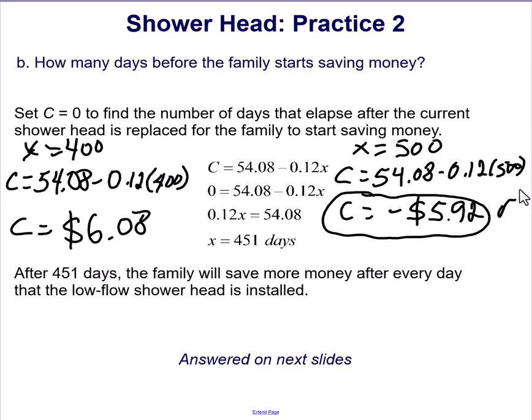Okay, so negative spending is the same thing as saving. So they're actually saving money after 451 days. For example, on day 500, they saved $5.92. So our end result in our analysis down here is that after 451 days, the family will save more money after every day that the low flow shower head was installed.